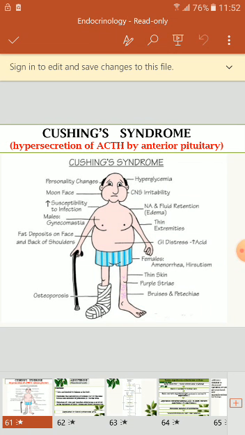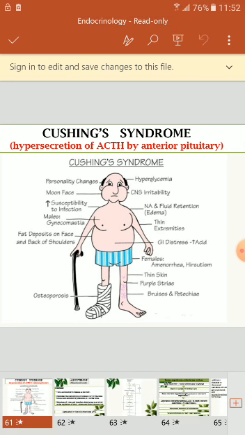Today I'm telling you about the diseases of the adrenal gland. First disease, it's Cushing syndrome. It's basically due to the hypersecretion of ACTH by the anterior pituitary gland, and you can say it is due to the negative feedback effect of increased cortisol. So in Cushing syndrome, you could see some features.